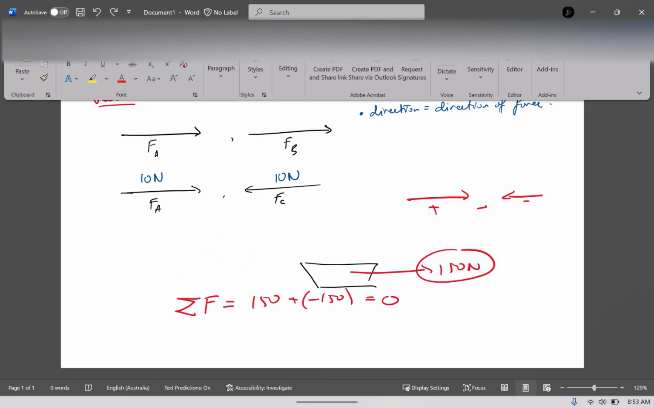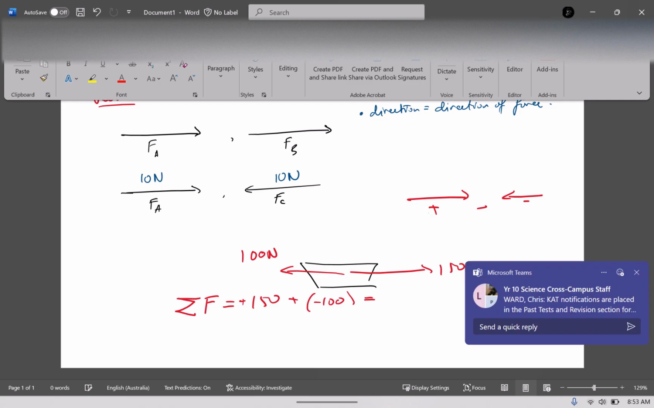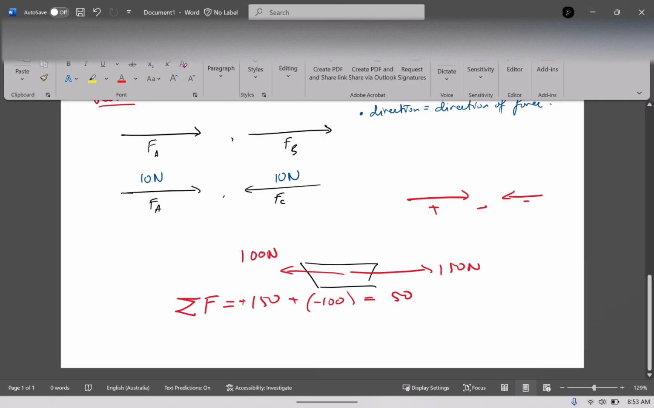Let's have a look at what's happening here. So if I now have 100 newtons to the left, let's see how the situation changes. The sum of my forces is, again, positive 150 plus negative 100 equals positive 50. So there you go. We have 50 newtons left over, and because it's a positive value, it is to the right. And that's exactly what we see in the simulation.